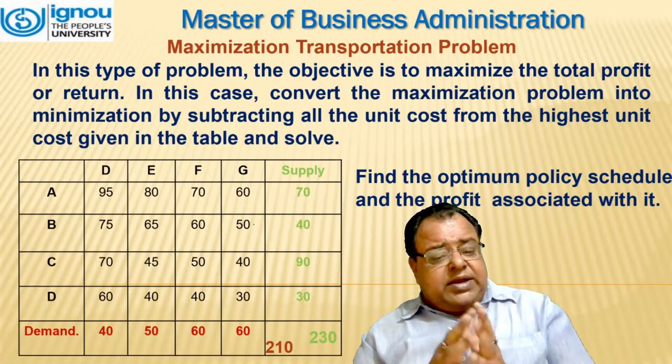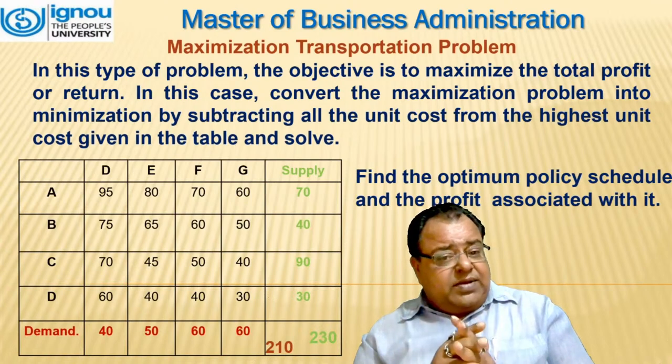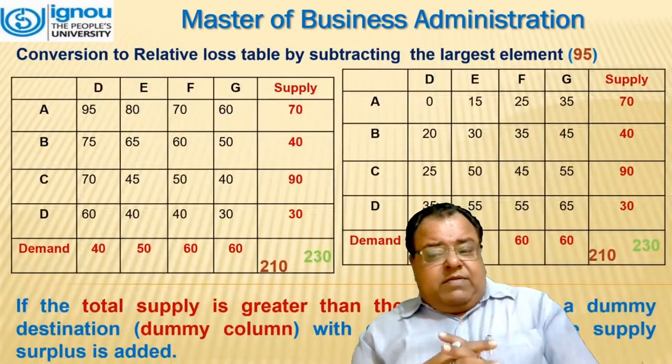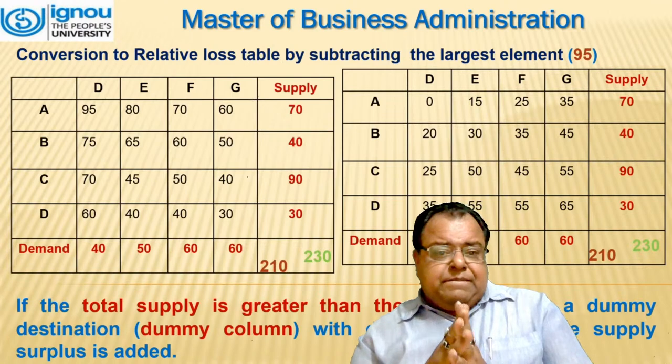We can see that the demand is 210 and the supply is 230. It's not a balanced one. What we are going to do, and we have to maximize it. This was the problem given to us.